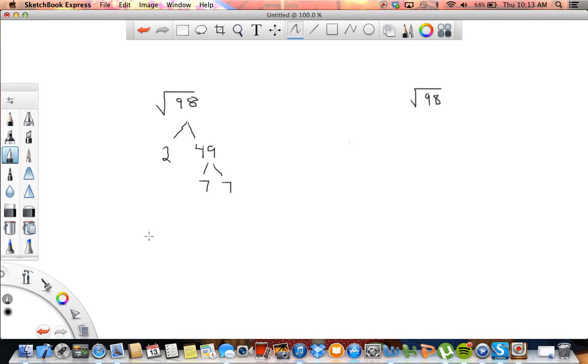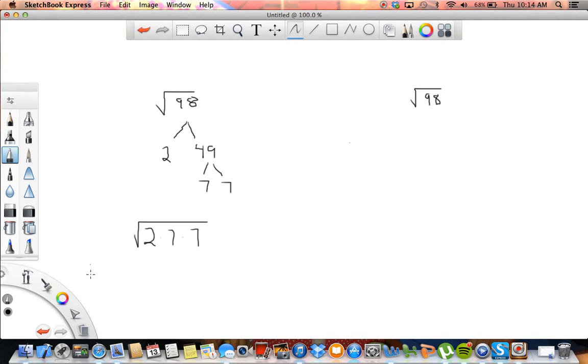So what we're going to do is rewrite that underneath the radical sign. So we have 2 times 7 times 7. And that's going to be the exact same thing as 98. We just simply broke it up into prime numbers being multiplied times themselves. And if you put this in your calculator, 2 times 7 times 7, it's going to give you 98. So you can kind of see how we got that.